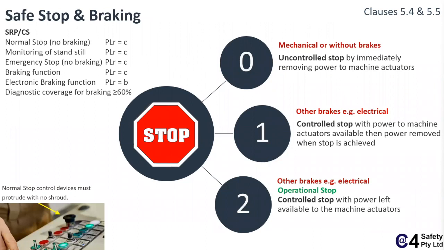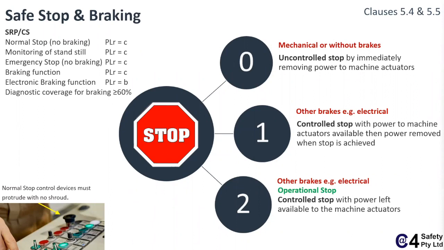When we get into safe stopping and braking, what we try to do here is apply the terminology to the 3 types of stop. You can have an uncontrolled stop, where it's an immediate stop. That's typically going to be an emergency stop, taking the power off the contactors, for instance. Or type 1, a controlled stop. Again, that could be an e-stop, allowing the braking to occur and then stopping. And then finally, that operational stop is really a controlled stop with power left to the machine actuators. That's a process stop, I would call it, as much as anything.